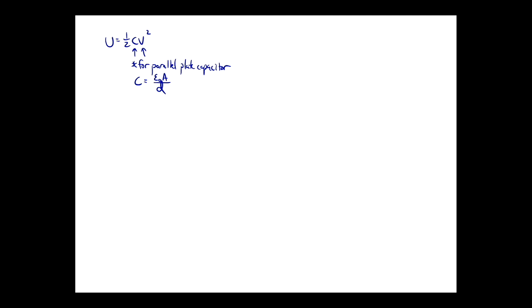So epsilon naught A over D, we're going to plug that in for C. And you might remember that the potential difference across a parallel plate capacitor is the electric field times the distance between the two plates. So we're going to use those two things. So we've got 1/2 epsilon naught A over D and V squared. So that's going to be the electric field squared times the plate separation squared. So let's see. We can cancel one of these D's. And now we have 1/2 epsilon naught, and I'm going to put the E squared first, times A times D.